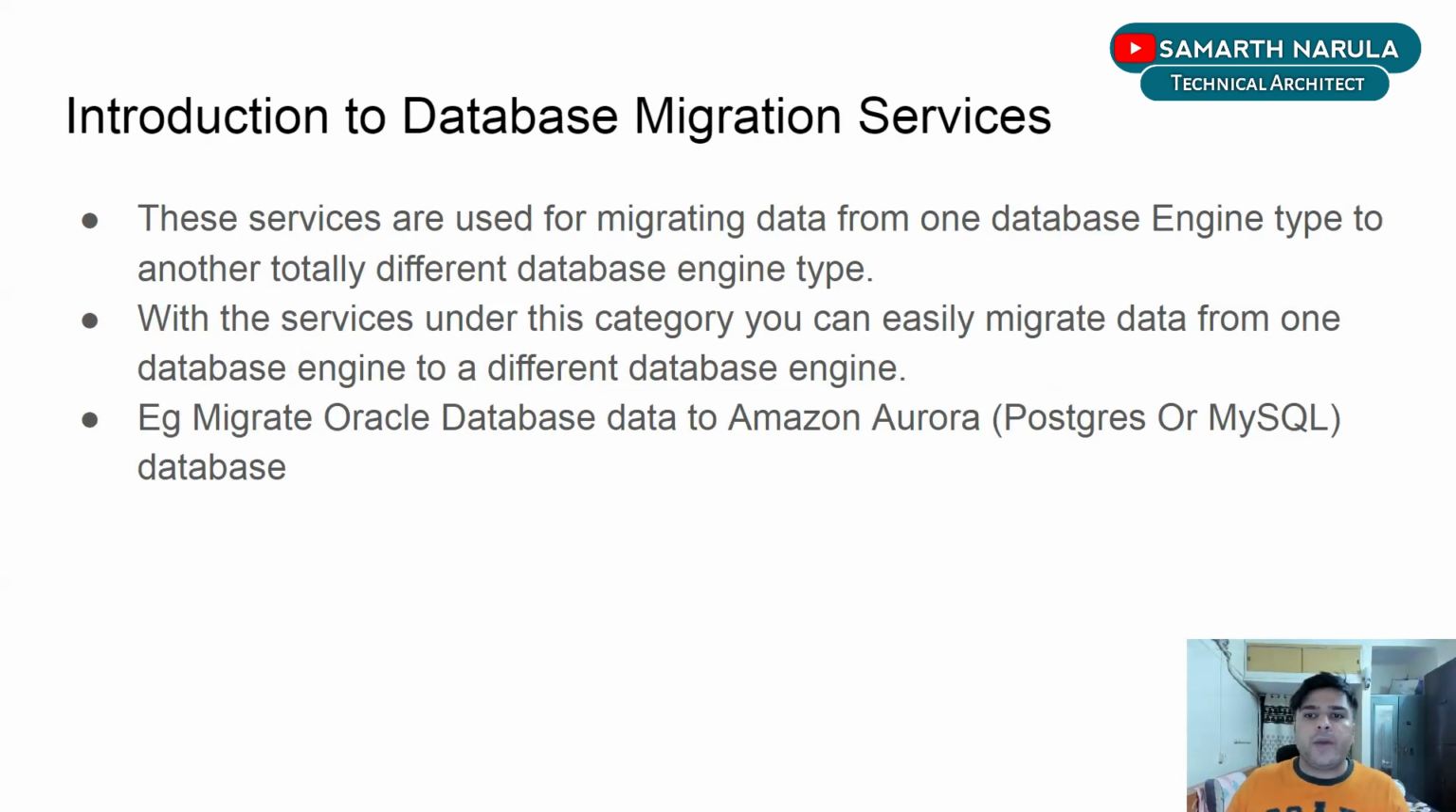Now, introduction to database migration services. These services are used for migrating data from one database engine type to another totally different database engine type. With the services under this category, you can easily migrate data from one database engine to a different database engine. For example, you can migrate Oracle database data to Amazon Aurora, Postgres or MySQL database, or you can migrate an Oracle database to a cloud Oracle database. So these are the different things which you can do. You can migrate cloud-based Oracle database data to another cloud-based Oracle database, or from an Oracle database to Amazon Aurora, Postgres or MySQL database.